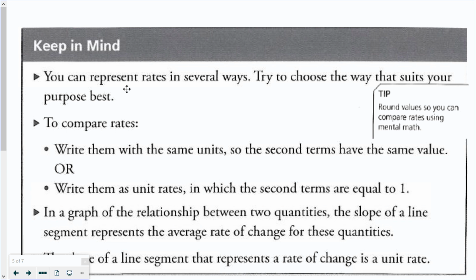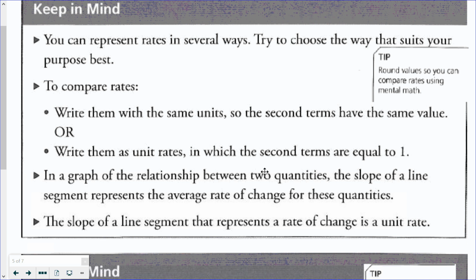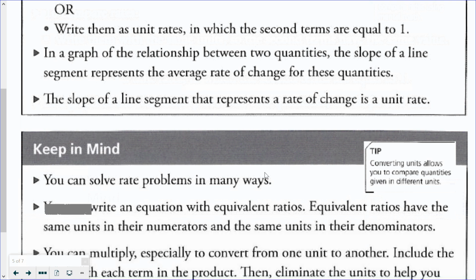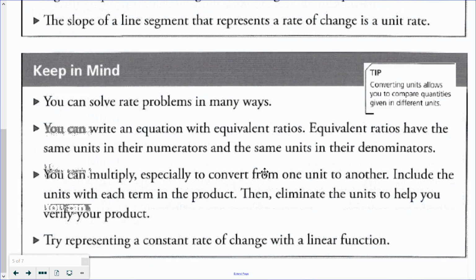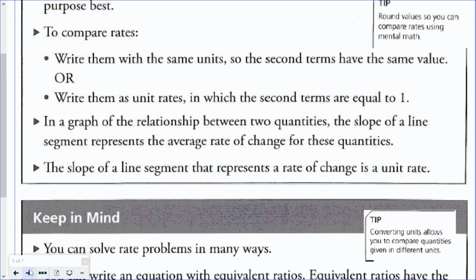Keep in mind you can represent rates in similar ways. Write them with the same unit so the second terms have the same value, or the second terms equal 1. You can graph the relationship looking at the slope. The slope of the line segment represents a rate of change that is a unit rate. So you can solve rate problems in multiple ways, and you can convert from one form to another. Lots of different things that it's talking about. On to the next page. So that was from the first section.